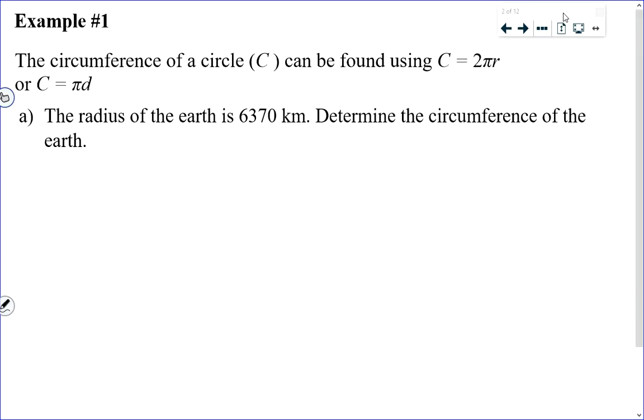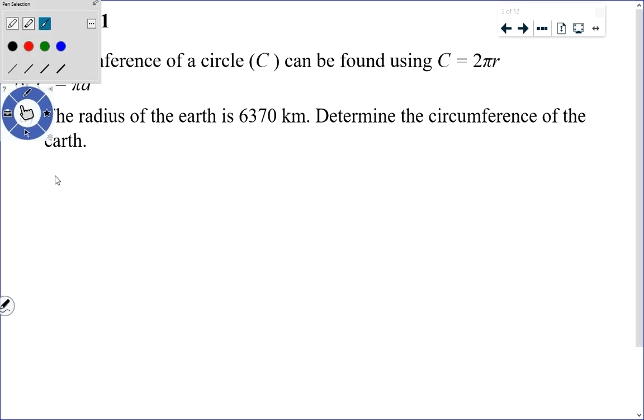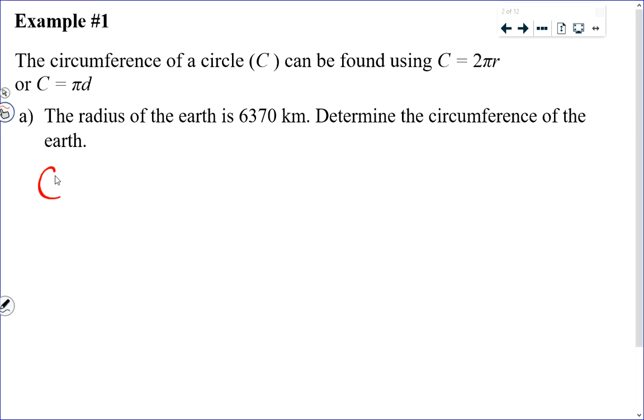One of the formulas says C is equal to 2 pi r. This formula is on your formula sheet that I've provided you. That simply means that the circumference of a circle, which is the distance all the way around the outside of the circle, is equal to 2 multiplied by pi multiplied by r.